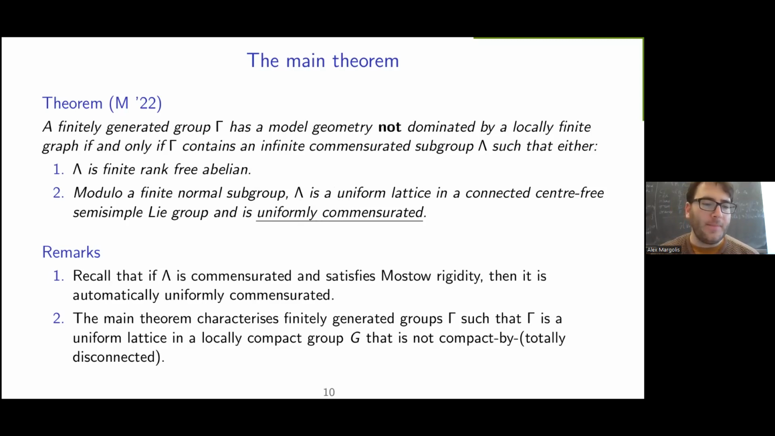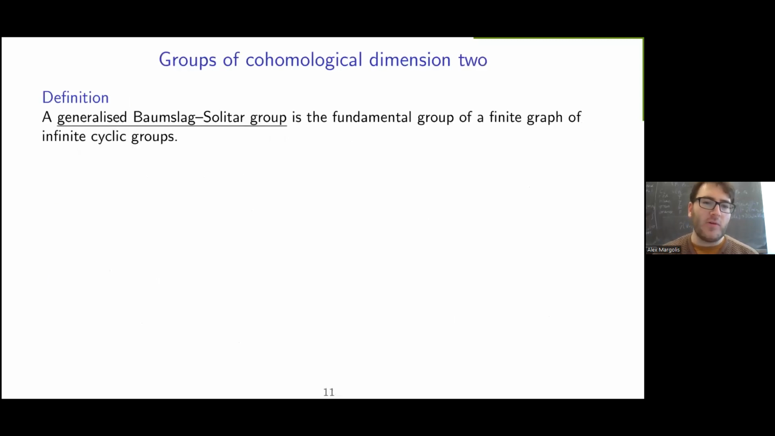Okay, so we can be a bit more concrete than this. Rather than working with all finitely generated groups, we can restrict to groups of cohomological dimension 2, and then we can precisely say what the class of groups is.